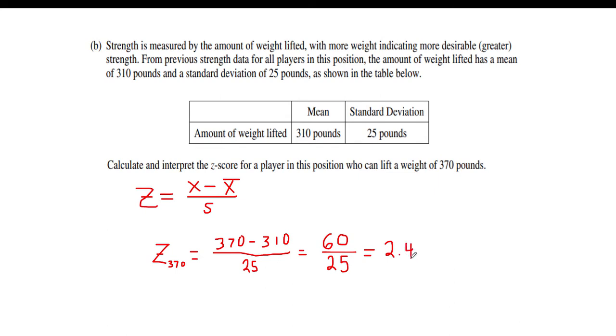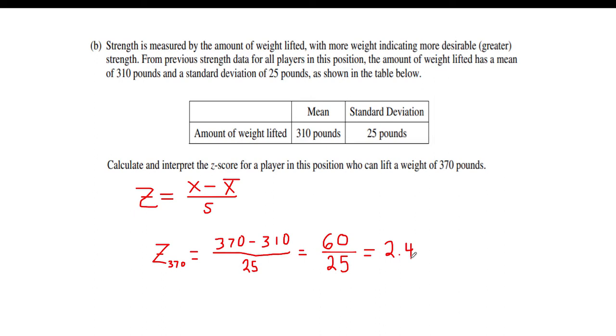So what does that mean? It means that whoever this person is can lift 2.4 standard deviations over the average. Now, once again, is that a lot? Well, the only thing we really have to look at right now is the empirical rule. And if you look at the empirical rule, something being over 2 standard deviations above the mean is pretty far away. Actually, once you get past about 1.5 standard deviations, especially if you know that the distribution is normal, that's going to be pretty far. So in this case, 370 is a lot of weight.